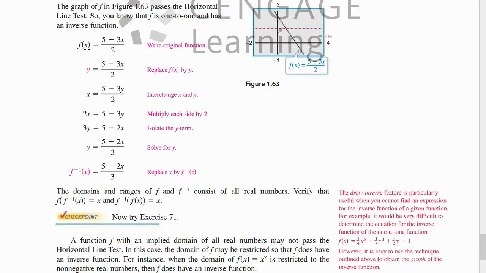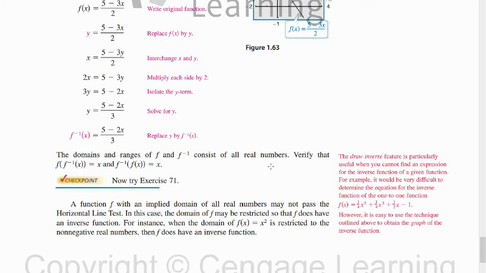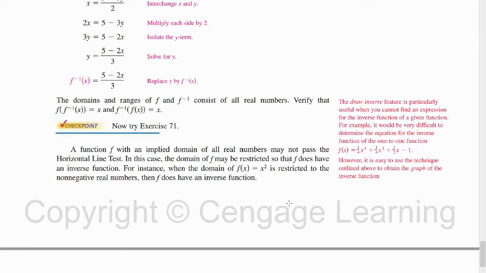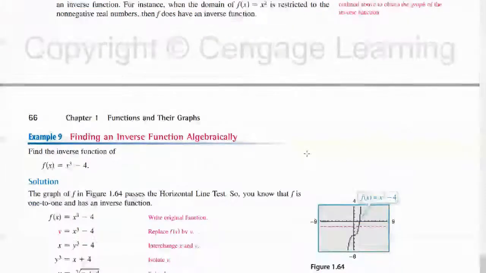So again, you're going to replace f of x with y, do the switch, solve for y, and then replace the y back with f inverse. And this is how you find the inverse algebraically. All right, sometimes we have to restrict the domain, like I said, on a function like x squared because it's not 1-to-1. But you can restrict the domain, and then you can find the inverse.